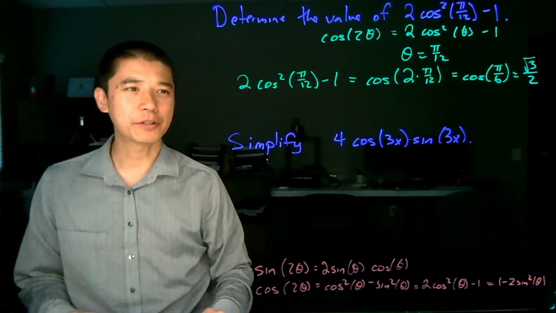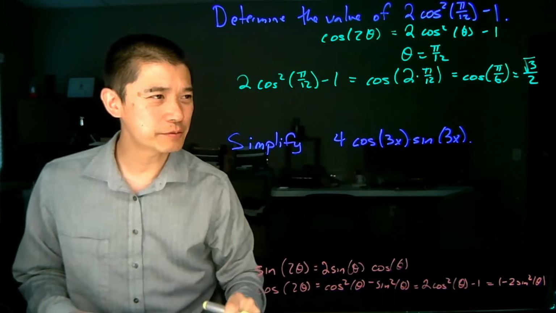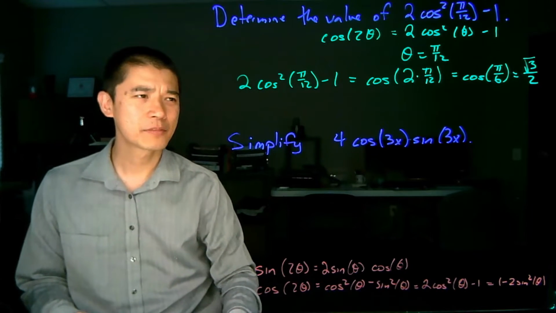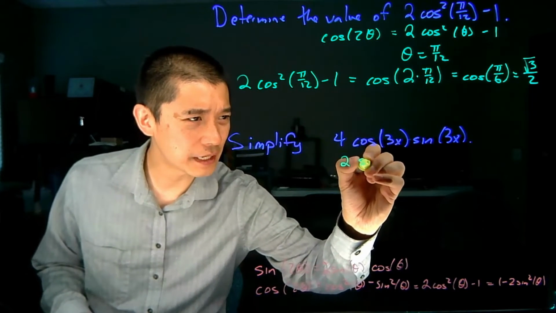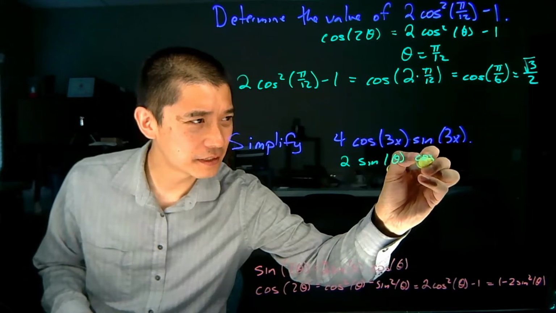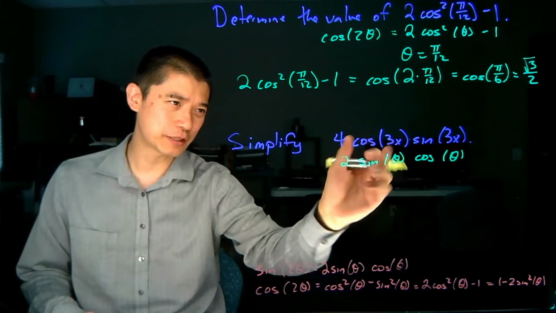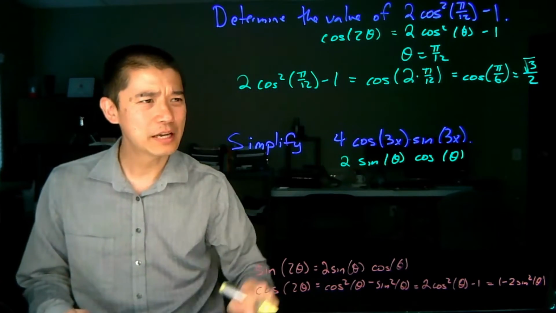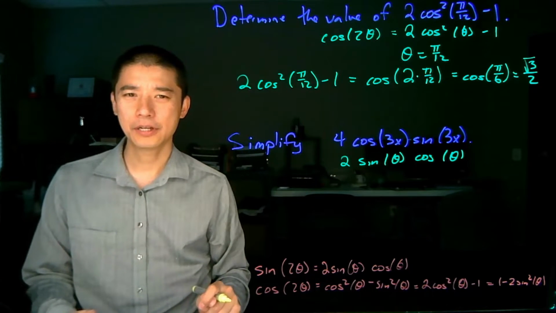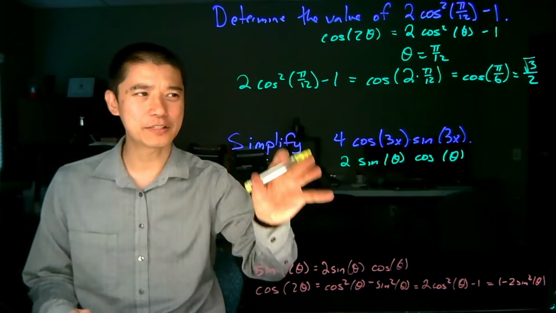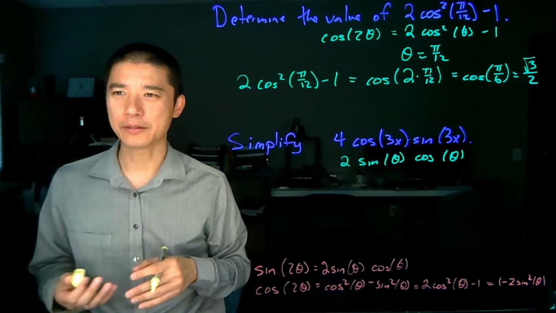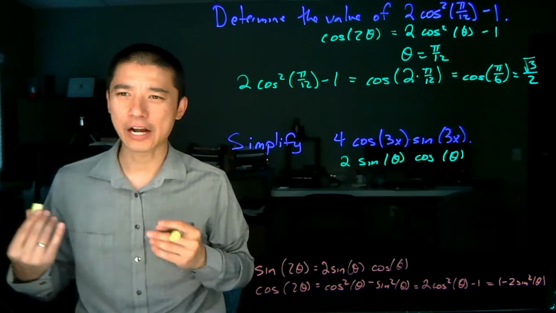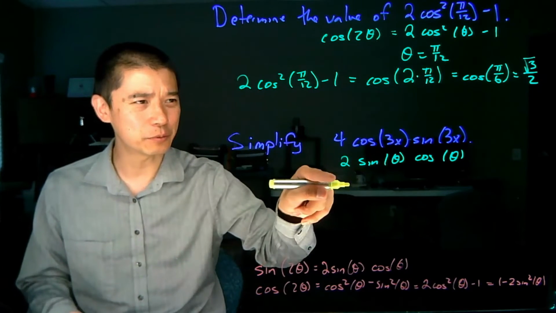Let's look at the next one. Simplify 4 cosine 3x sine 3x. Well, we come down here and we look at our formula, 2 sine theta cosine theta. You can see that there are a couple things. First of all, they're swapped in order, but that's not the big deal. However, 4 is not 2. And so we can't immediately just dump this into this equation because this part doesn't match up. So the question is, what can we do about this? And here's where you're going to have to rely on your algebraic experience in order to push yourself forward.